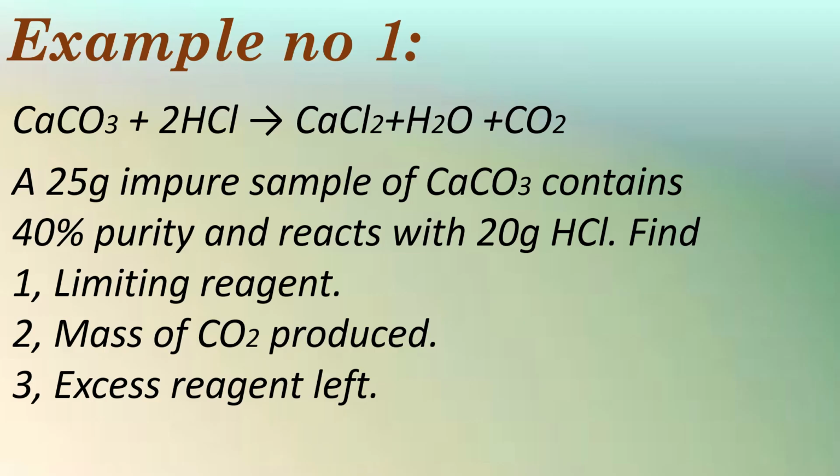Now, we have a 25-gram impure sample of calcium carbonate. The amount of impure sample given is 25 gram. 40% is purity, that means 40% is calcium carbonate and the other 60% is impurity. We have to find the pure calcium carbonate weight. It reacts with 20 gram hydrochloric acid; the amount of hydrochloric acid is given, the amount of calcium carbonate we will calculate. We have to find the limiting reagent, whether calcium carbonate or hydrochloric acid is the limiting reagent. Mass of carbon dioxide produced, because it is a product, and excess reagent left. The other reagent is the excess reagent, we have to find it.